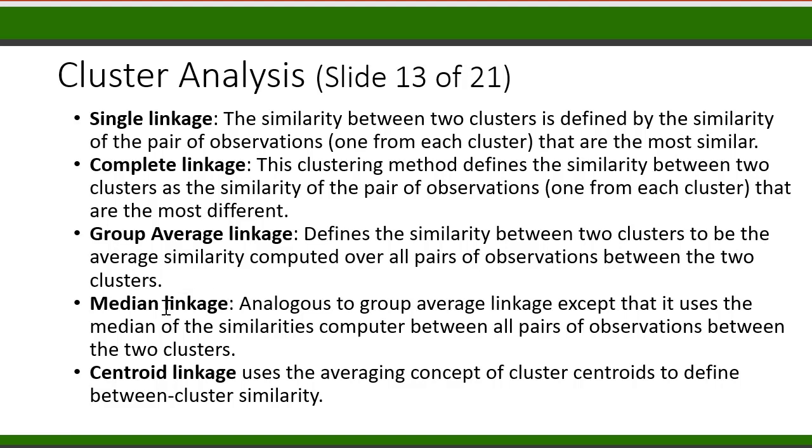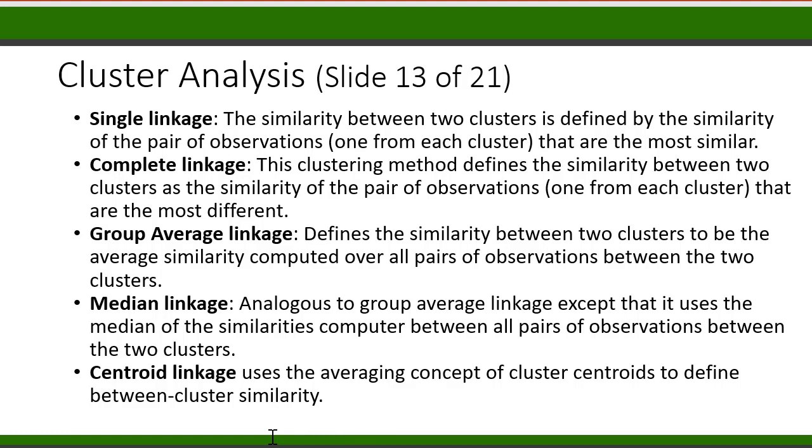We could also do the same thing if we were looking for a median linkage. So it's very similar, but now we're looking for the median between all pairs of observations between the two clusters. And then we can also do something called a centroid linkage. And this uses the averaging concept of cluster centroids to define between cluster similarity.